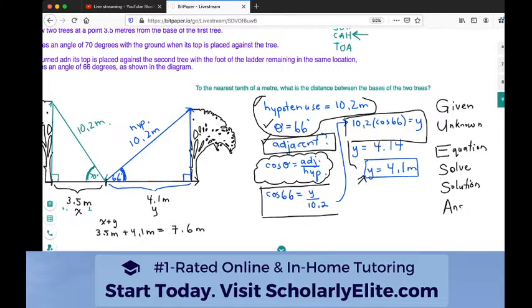Some teachers call this just GUESS, other teachers call this GUESSA. It depends. Basically, I include the answer at the bottom because in a word problem, you would actually want to write out a sentence saying, you know, the distance between the bases of the two trees is 7.6 meters. So that's why I would have the A at the end there.